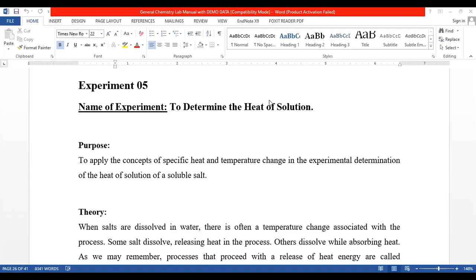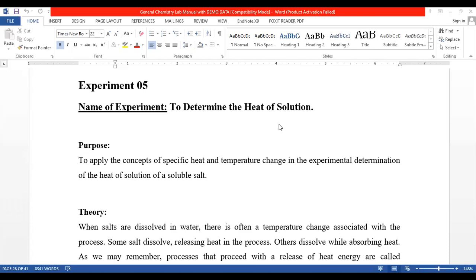In our discussion, we are going to talk about the determination of heat of solution. The name of today's experiment is to determine the heat of solution. It is similar to the enthalpy calculation. We have done the enthalpy calculation for chemical reaction by using bond energy or bond enthalpy in our theoretical part, HM 117. Here we are going to calculate the enthalpy of a solution.